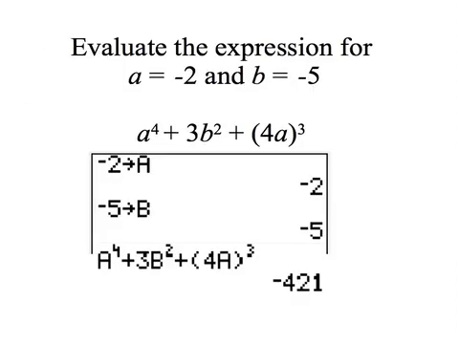A calculator can also be used to do the problem we just did. I'll leave it to you to figure out how to use the alpha key on whatever model calculator you have, but on my calculator, this is what it looks like. We've stored negative 2 to the letter A and negative 5 to the letter B, and then we can type a to the 4th power plus 3b squared plus the quantity 4a raised to the 3rd power, and we still get negative 421, the same answer we got when we did it without a calculator.